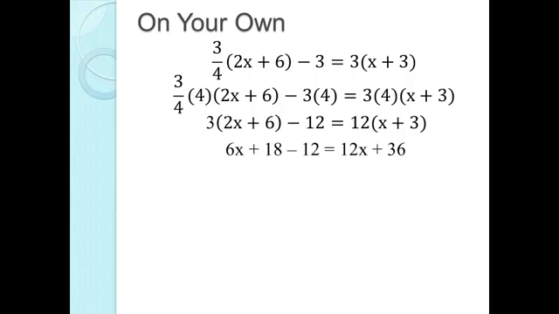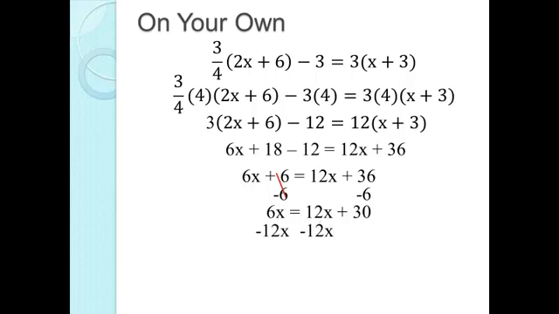On the left-hand side of the equation, we can combine together 18 and negative 12 to give us 6. Next, we can move the 6 by adding a negative 6 to both sides. We can then move 12x by adding a negative 12x to both sides. This leaves us with negative 6x equals 30. Our final step would be to divide both sides by negative 6, giving us the final answer of x equals negative 5.